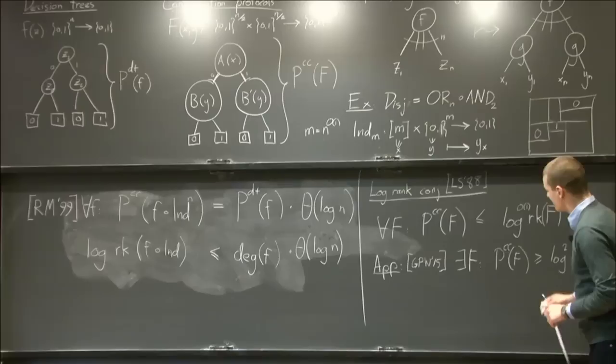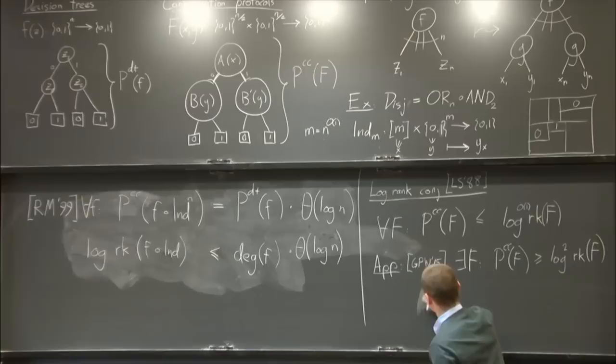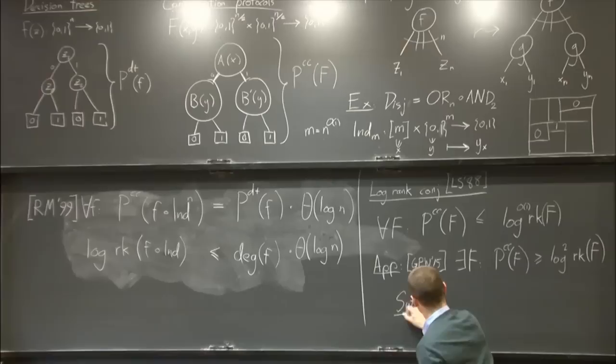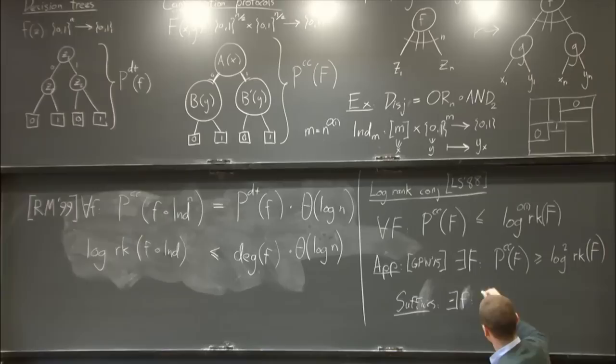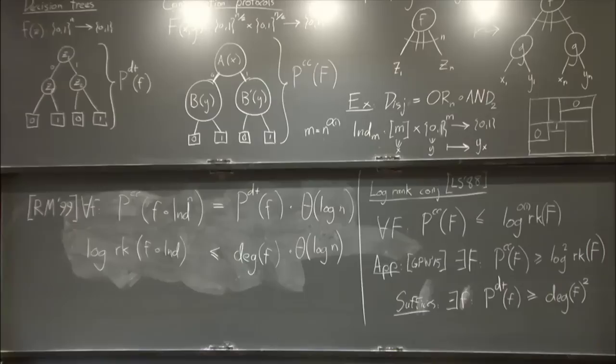And the punchline is that to show something like this, it only suffices to show an analogous separation for query complexity. So it suffices to exhibit a little f where the decision tree complexity of f is at least the square of the degree. This is orders of magnitude easier to prove statements like this.